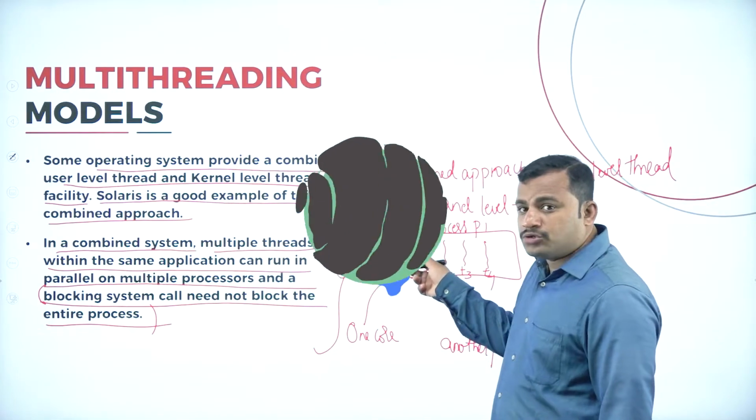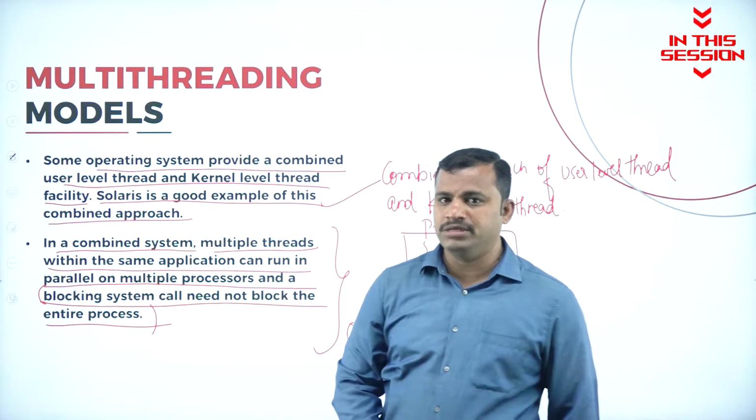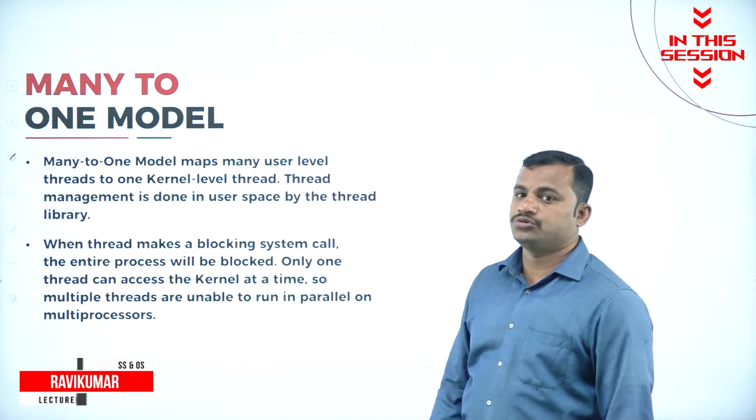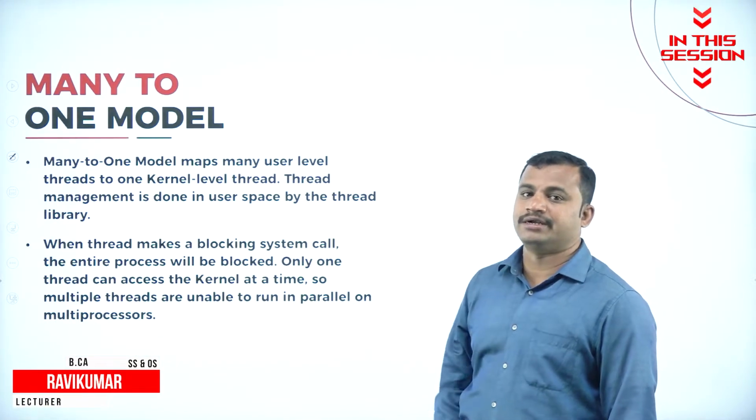When one of the process is being executed, another process must be blocked. That means to get an updated information, many to one model corresponds to many number of user level threads corresponds to one kernel thread.